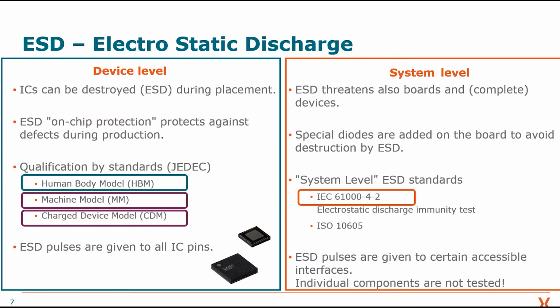And for the device level, it's then important for any kind of electronic components on our PCBs, so ICs or also other components that need to be considered here. There are typically three standards you need to consider. The first one is the human body model, and then the machine model, and the charge device model. We will talk about all three later on.